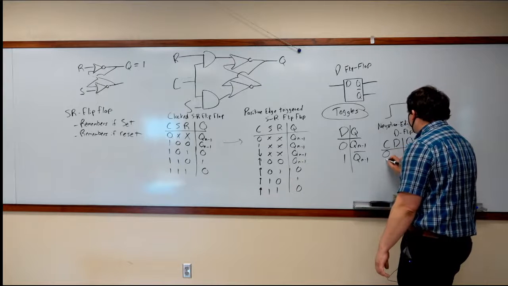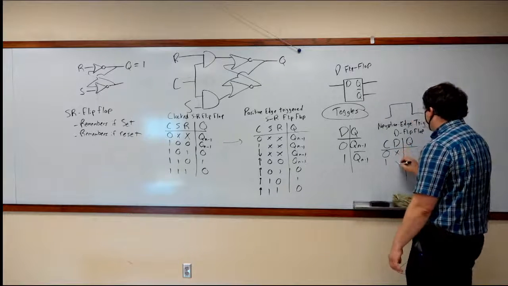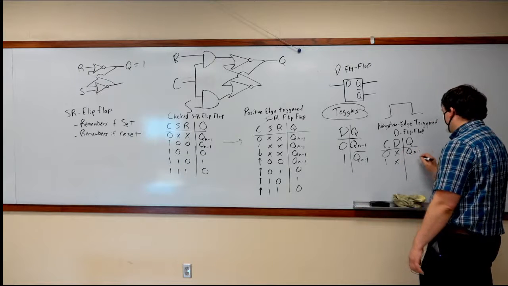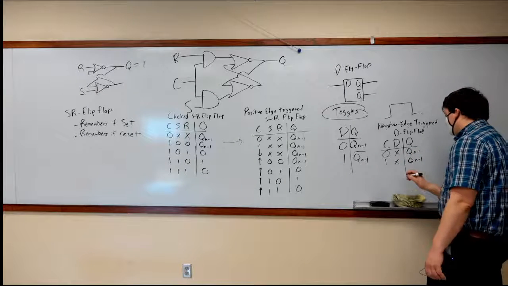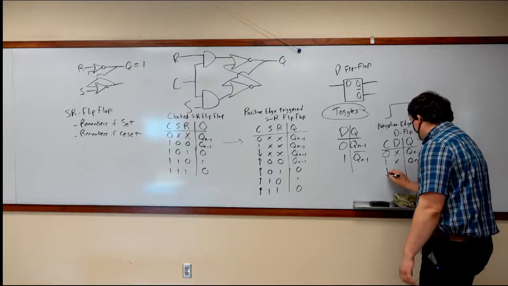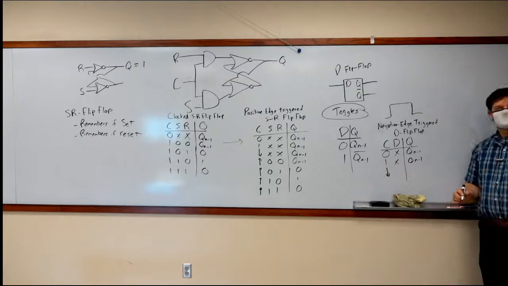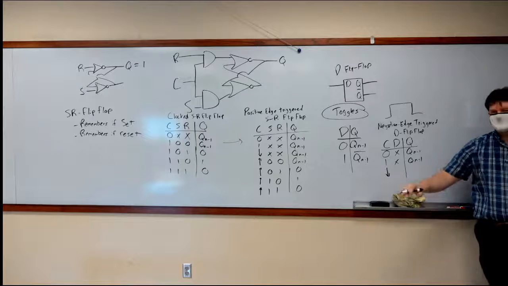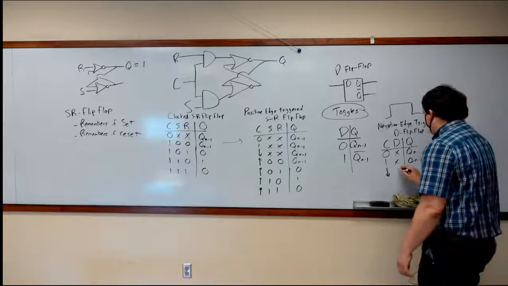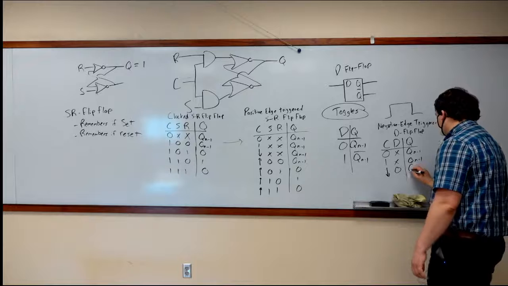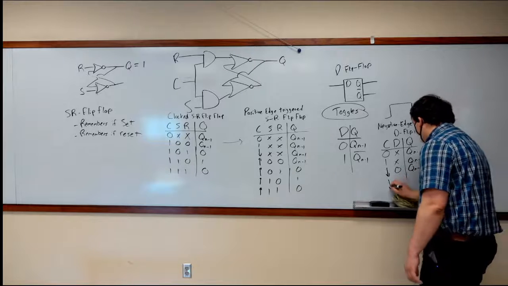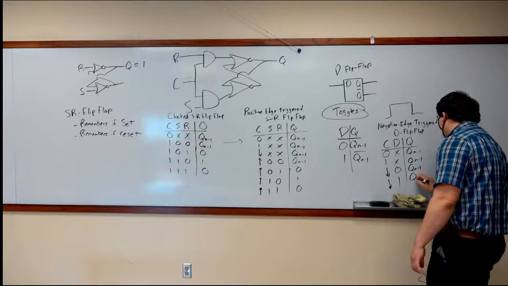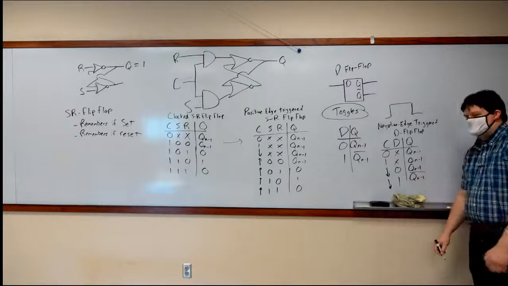Okay, so the idea here is if the clock is 0 or 1, doesn't matter what D is, Q stays the same. But if it's on the negative edge, which is when it drops from 1 to 0, then if D is equal to 0, Q stays the same. And if it's on the negative edge and D is equal to 1, then Q toggles.